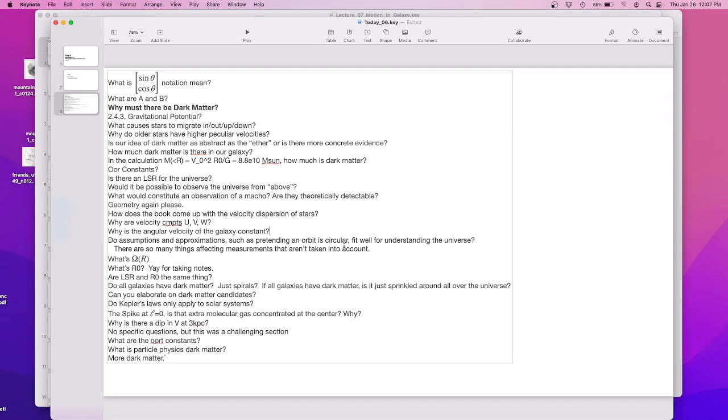I like this question as well, a lot. Do the assumptions, such as pretending the orbit is circular, fit well with our understanding of the universe, even though we know that it's not circular? So this is a great question because I'm going to go through and make a whole bunch of really dirty approximations and wave my hands and say a bunch of stuff that's not actually true, but is true enough that we get enough of the story.